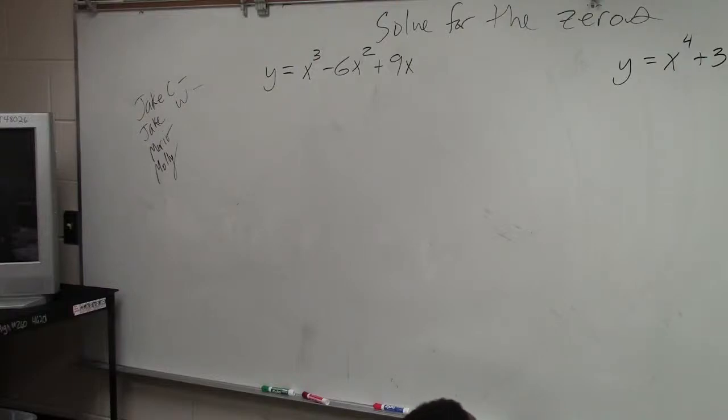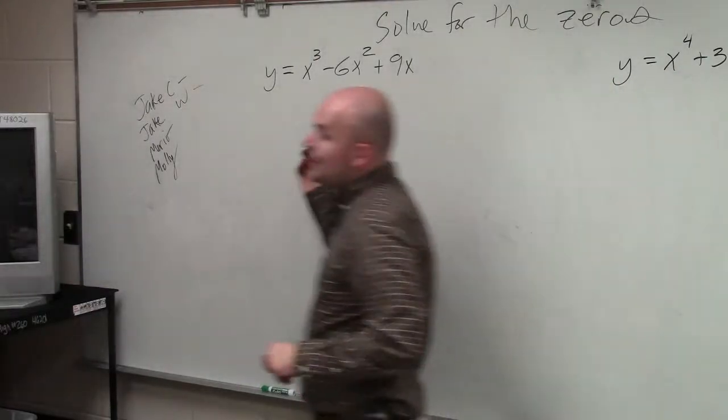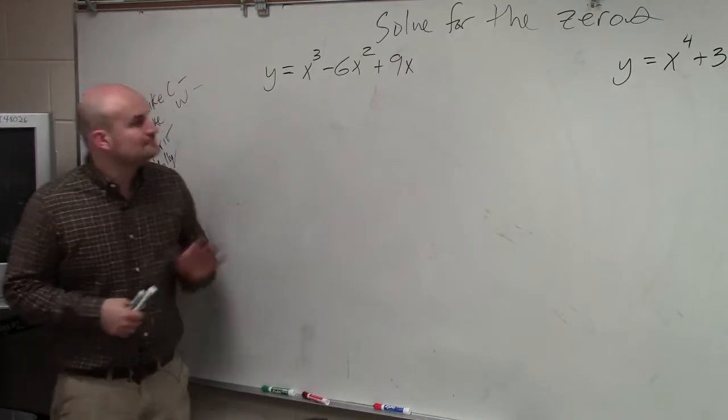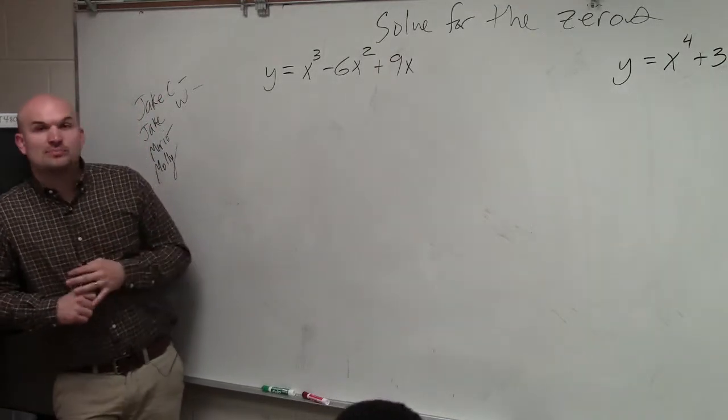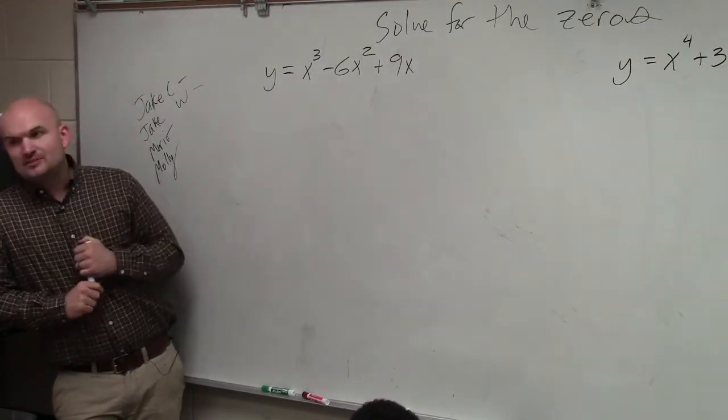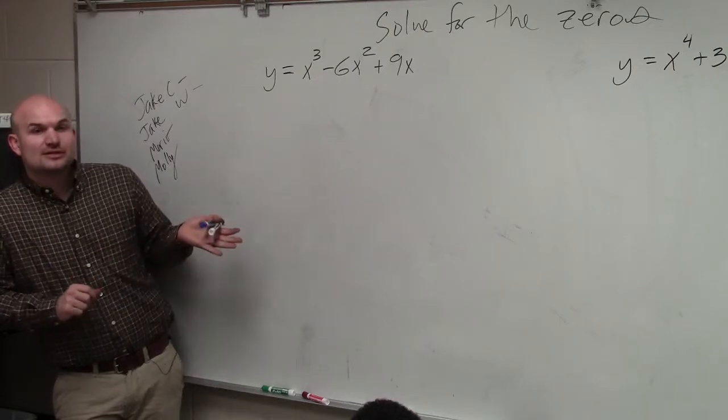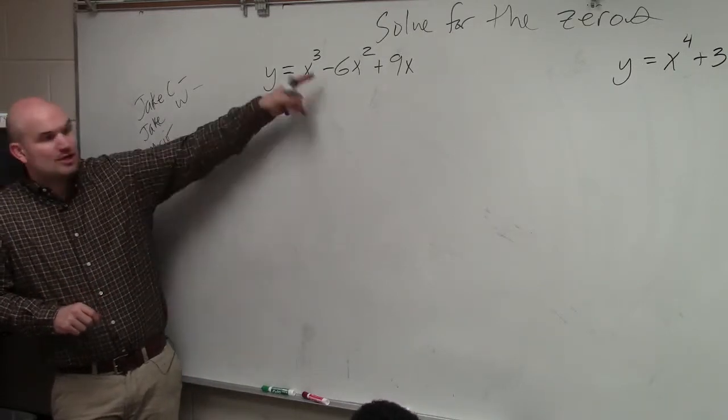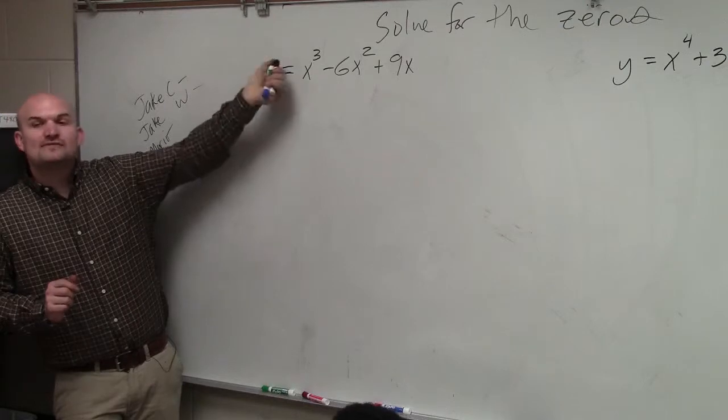So in this example, if you guys look over here, I have y equals x cubed minus 6x squared plus 9x. Now, what we've talked about in this class, if you want to solve, the quickest thing to do, though, is always look into factoring, right? We can't solve for x because we have too many x's. So we have to look into factoring.